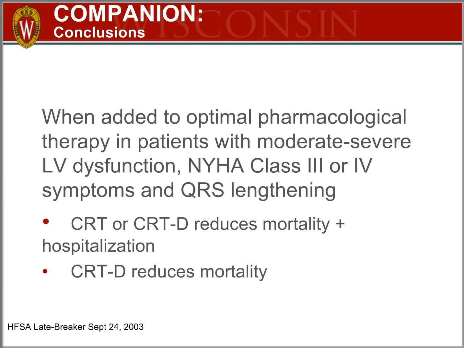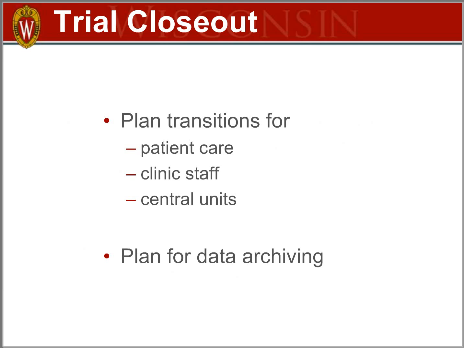The conclusions of the study, of course, were that the two devices reduced mortality and hospitalization, and the defibrillator arm reduced mortality. So in that sense, it was a very successful study, but nevertheless, a lesson was learned about closeout. Now, in the trial closeout, we need to have plans for transitions for the patient care, your clinical staff, and the central units, laboratory units that you relied on, and also some plan for data archiving. It's very tempting, as I said earlier, to come to the conclusion of the trial with all the excitement about reporting results and not plan for the transition of the trial and archiving data.